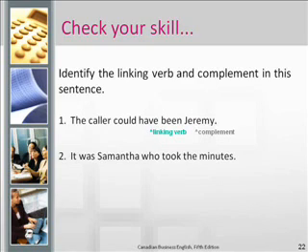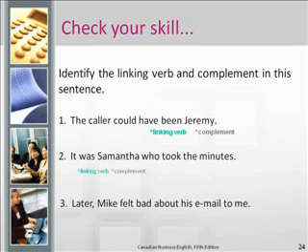Here's another example. It was Samantha who took the minutes. Consider what the verb is in this sentence and whether it is a linking verb. The verb is the word was, and the complement in this case is Samantha.